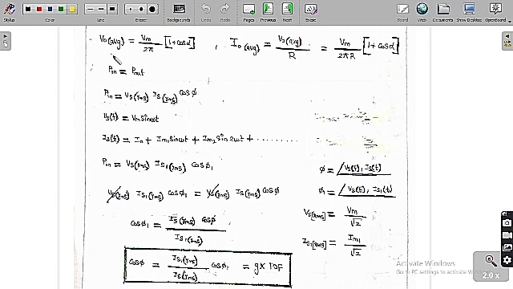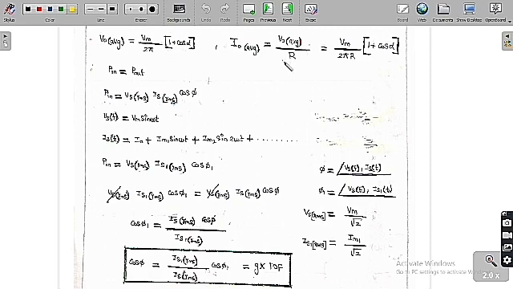If you know the general expression, which is Vm by 2 pi into cos alpha minus cos beta, here beta is equal to pi, because here we are dealing only with the case of V naught of t. So if you substitute beta equal to pi, we get cos alpha minus cos pi, where cos pi is equal to minus 1. Minus into minus is plus, so we get Vm by 2 pi into 1 plus cos alpha. This is the expression we are going to get here.